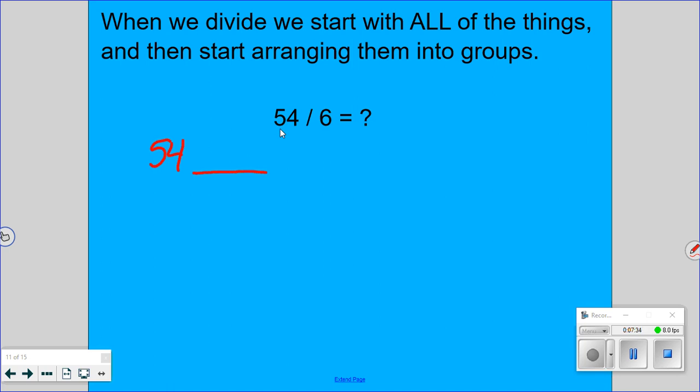Putting your hand in front of it and then still drawing is not helpful. Please stop drawing while we're doing this, okay? What do you want 54 of? 54 what, Ava?